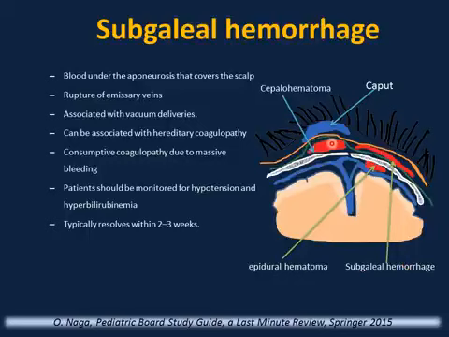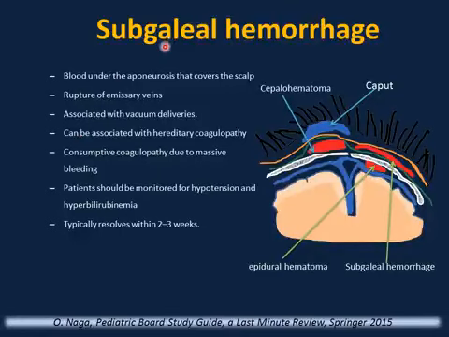Blood under the periosteum is cephalhematoma. So subgaleal hemorrhage is above the periosteum and cephalhematoma is below the periosteum. If you have blood under the skull bone and above the dura, it is well known as epidural hematoma.